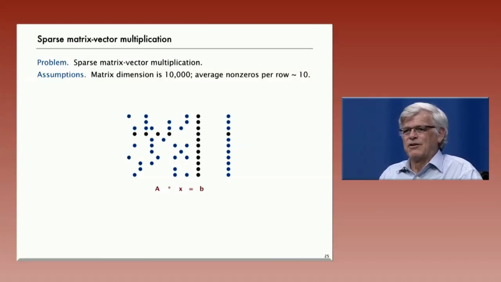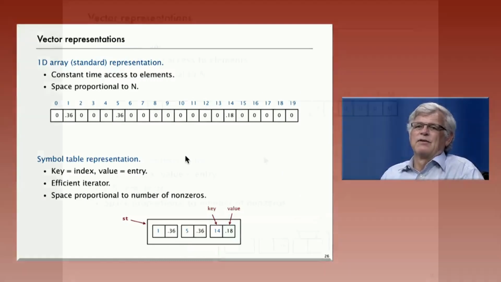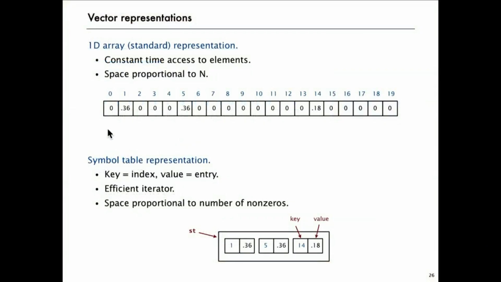So that's definitely going to be costly if you're doing this operation a lot. And the idea is to cut down on that cost by taking advantage of the idea that there's a lot of zeros. So let's start by just looking at vectors. The standard representation that we use for a vector is to simply use a one-dimensional array. We have constant time access to every element, but the space is proportional to n. So even if there's a lot of zeros, we still have to take the space to store them all.